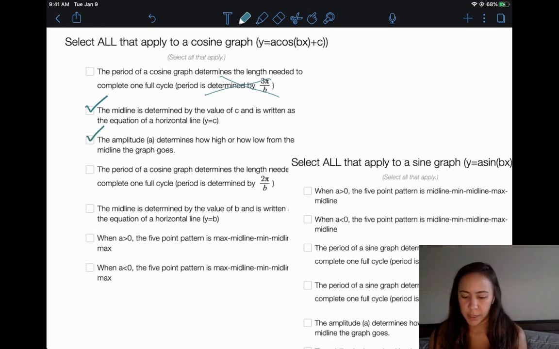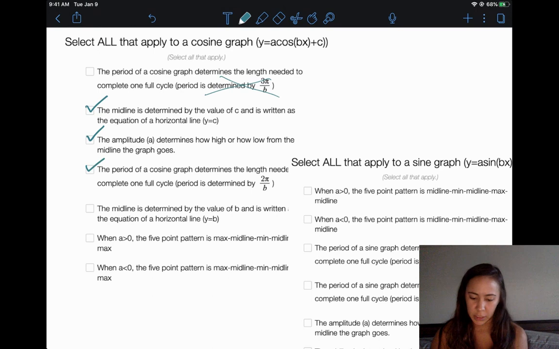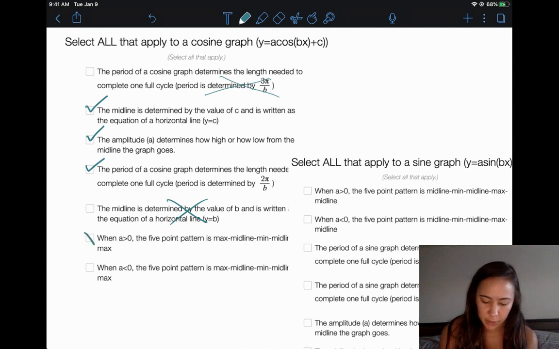The period of a cosine graph determines the length needed to complete one full cycle. The period is determined by 2 pi over b. That is true. The midline is determined by the value of b. Not true. It's determined by c. And then when a is greater than 0, the 5-point pattern is max, midline, minimum, midline, and then max. Or when a is less than 0, it's min, midline, max, midline, and min. The answer would be a when a is greater than 0.